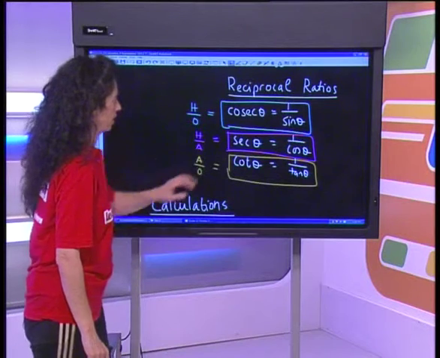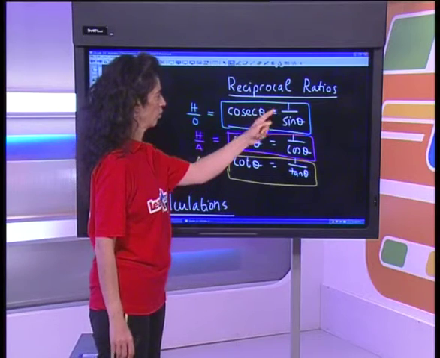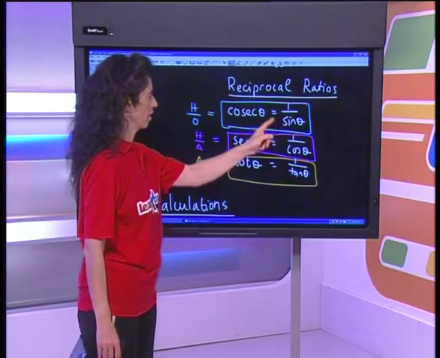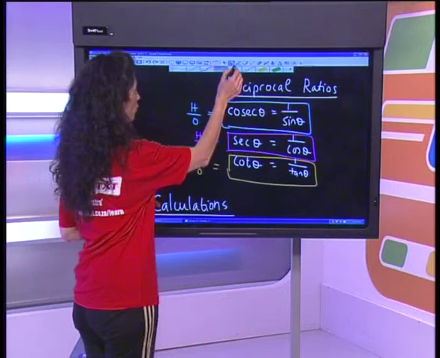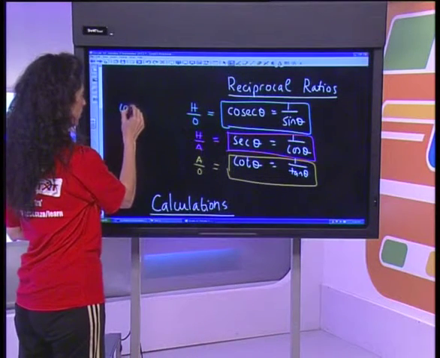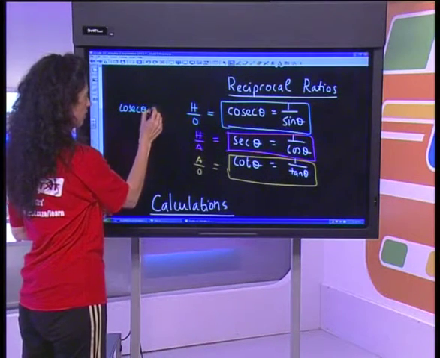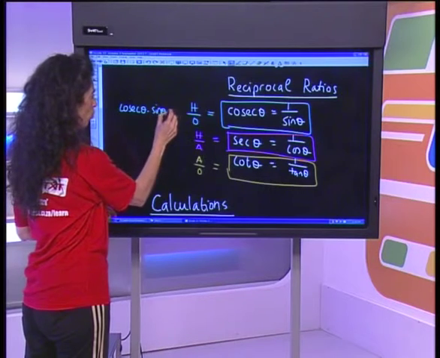If you take the product of sine and cosec, you'll obviously get 1. So we could write it over here that if I take cosec and multiply it by sine, I will get 1.